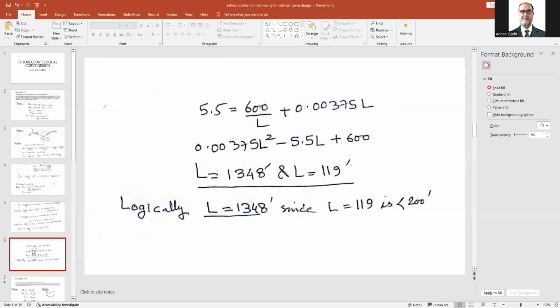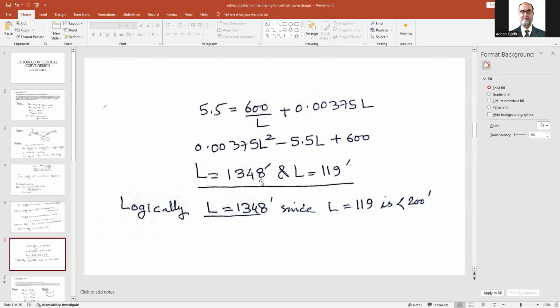This equation is now 0.00375 L squared minus 5.5 L plus 600. Since this is a quadratic equation, we have two solutions. The length of the curve is 1348 feet, or the length of the curve is 119 feet.